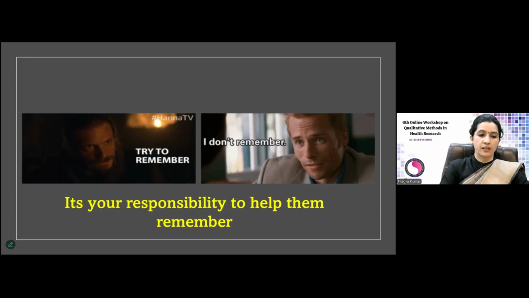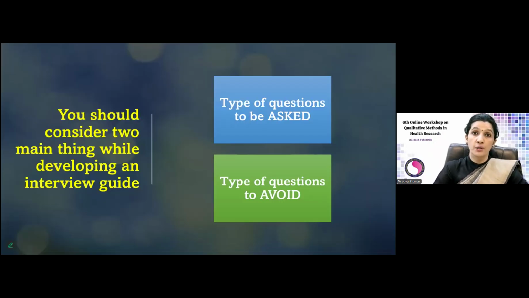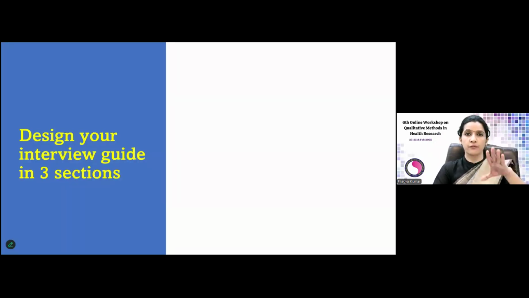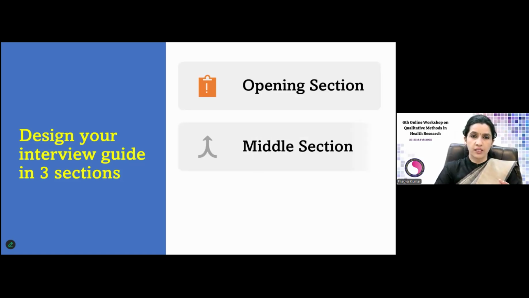You should think about what different types of questions you have to ask, and what different types of questions you should avoid. That is also very important. Generally, you design this interview guide in three sections: an opening section, a middle section, and then a closing section. We'll talk about these sections one by one.